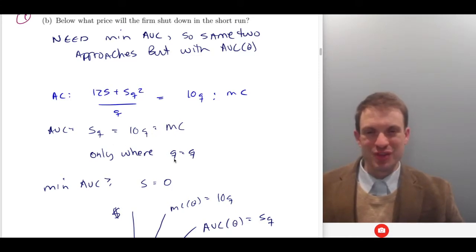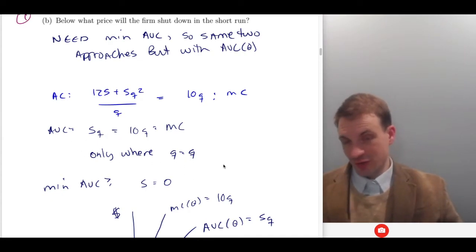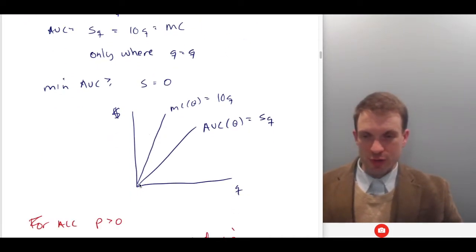And staring at this, we're like, wait a second, that's only going to be true after we cancel. Q is q. I should actually say this is equal to 0. So where are they equal? When it is a quantity of 0, output of 0.